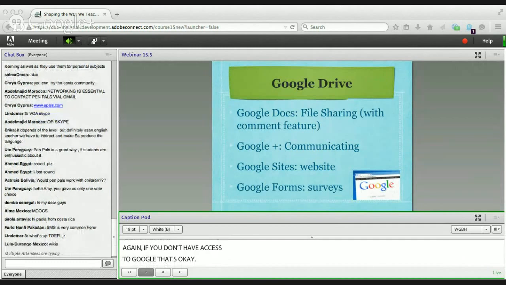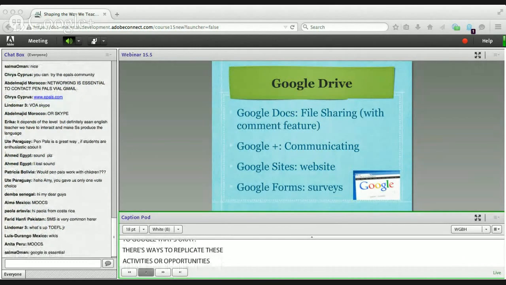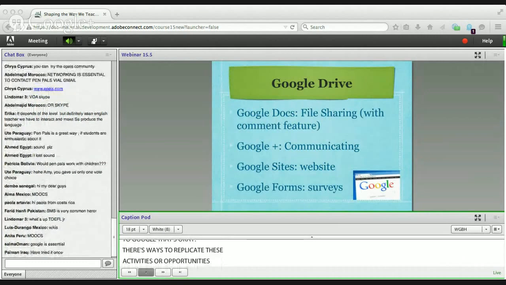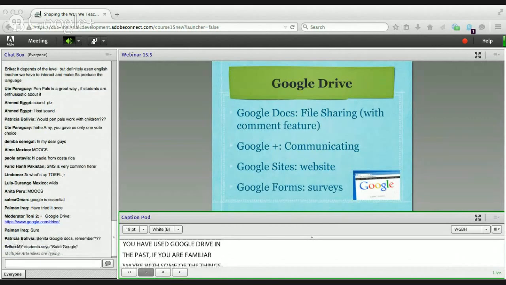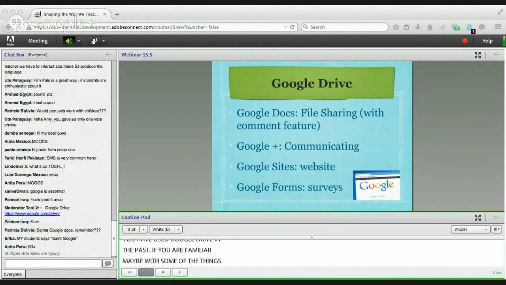But I wanted to show you some ways that you can use Google. So raise your hand really quickly if you have used Google Drive in the past, if you're familiar maybe with some of the things that Google can offer you, or lots of you. Okay, seeing lots of hands raised.